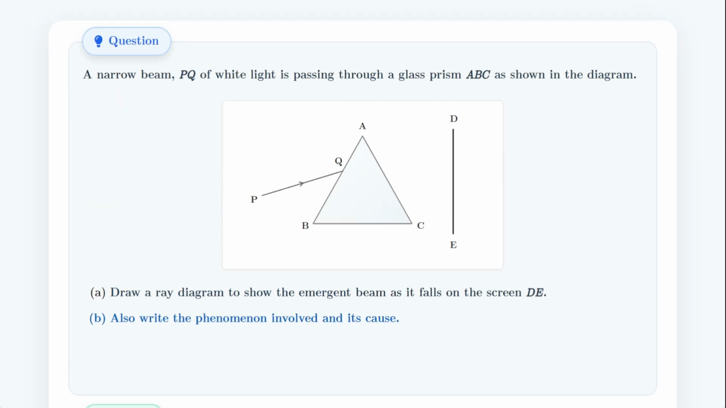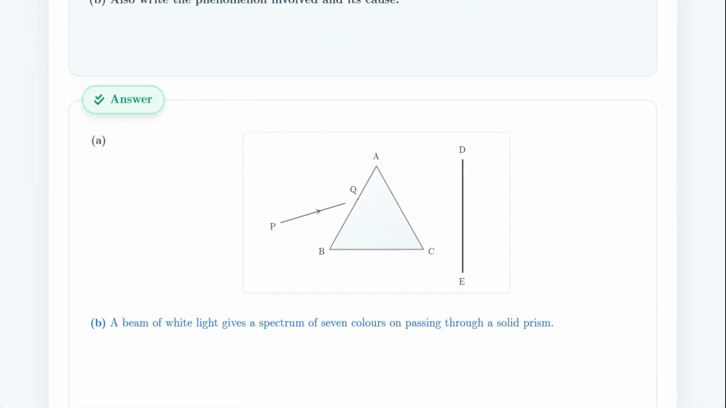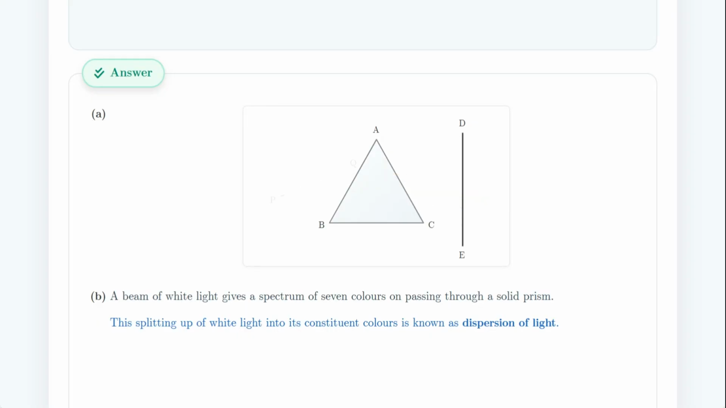Let us see the next question. Also write the phenomenon involved and its cause. A beam of white light gives a spectrum of 7 colors on passing through a solid prism. This splitting up of white light into its constituent colors is known as dispersion of light.